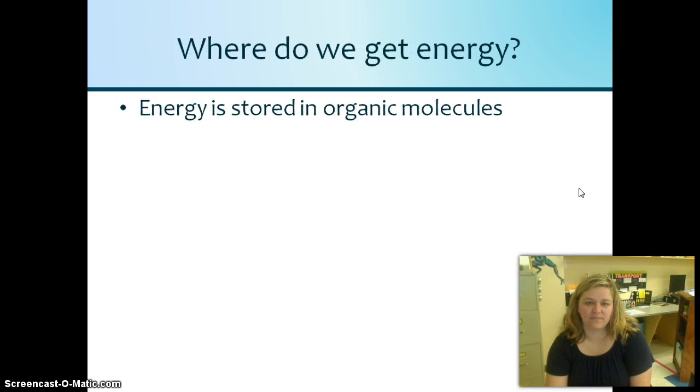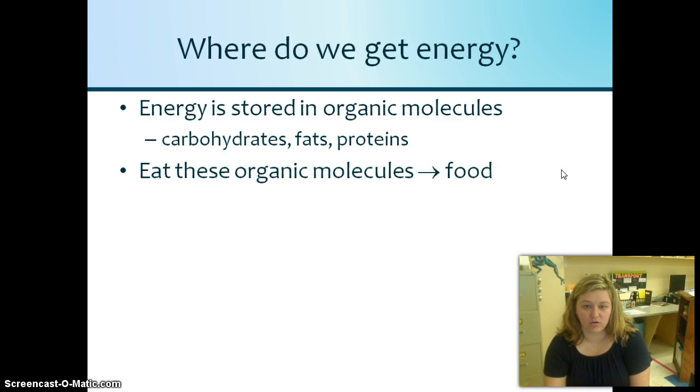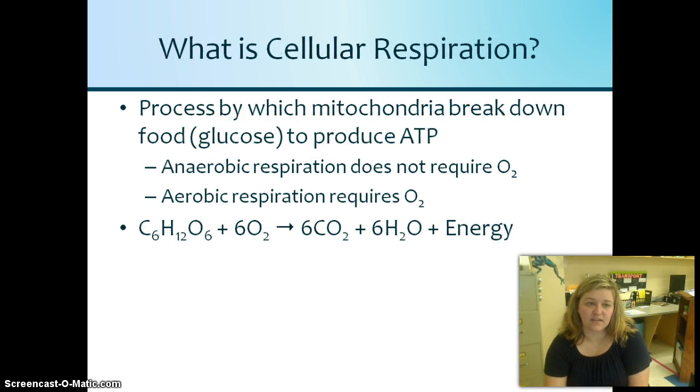So where do we get that energy? The energy is all stored in organic molecules. Remember, these are our carbs, our fats, and our proteins. We eat these organic molecules, this is what we call food, and we digest that food and break it down to get the fuels that we need for energy, or the ATP. We also break it down so that we can get raw materials that we need to build more molecules. And when we break it down, we use the process that we call cellular respiration. There are 2 different types. There's anaerobic, which does not require oxygen, and then there's aerobic, which does require oxygen.